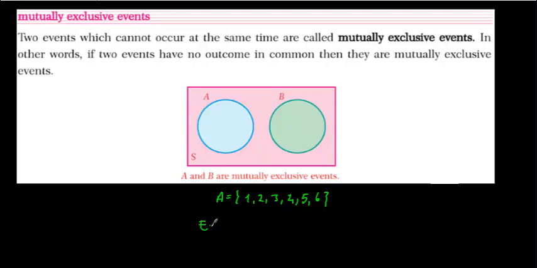There are two events I can define. Event 1 can be even numbers, 2, 4, 6, and event 2 can be odd numbers, equal to 1, 3 and 5. These two events are mutually exclusive events because they don't have any intersection. They don't have an intersection because if a number is even, then it cannot be odd. So these two events are called mutually exclusive events. Okay.